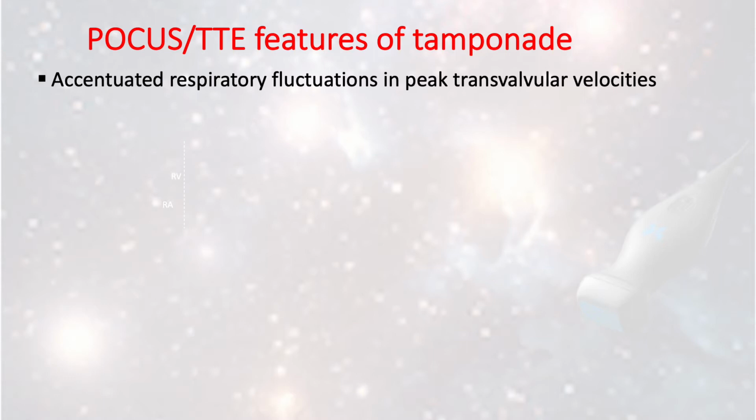Now, the more important signs, which need a little experience to do at the bedside, is the accentuation of the normal respiratory fluctuations in peak transvalvular velocities. What does that mean? Remember when we talked about pulsus paradoxus and its physiology? This is the same thing here. During respiration, the negative pressure in the chest will draw blood to the right heart and increase the venous return to the right atrium.